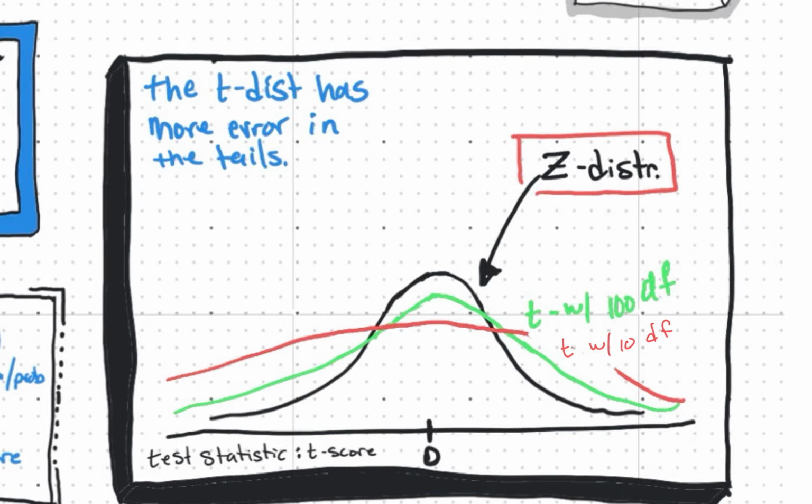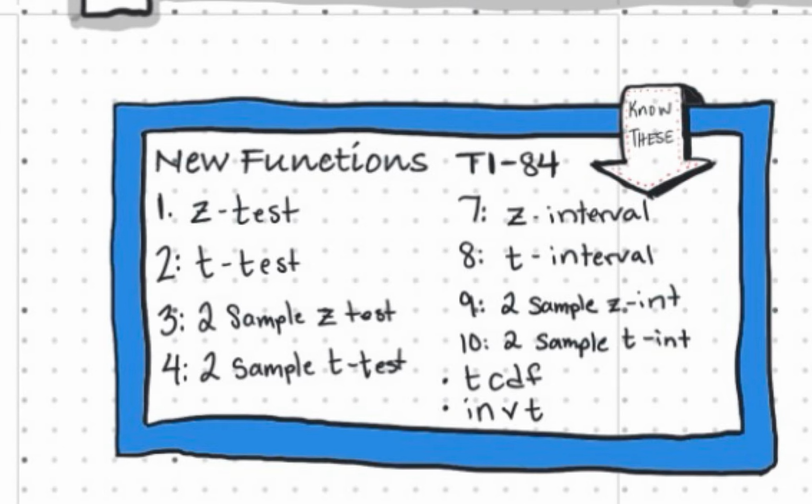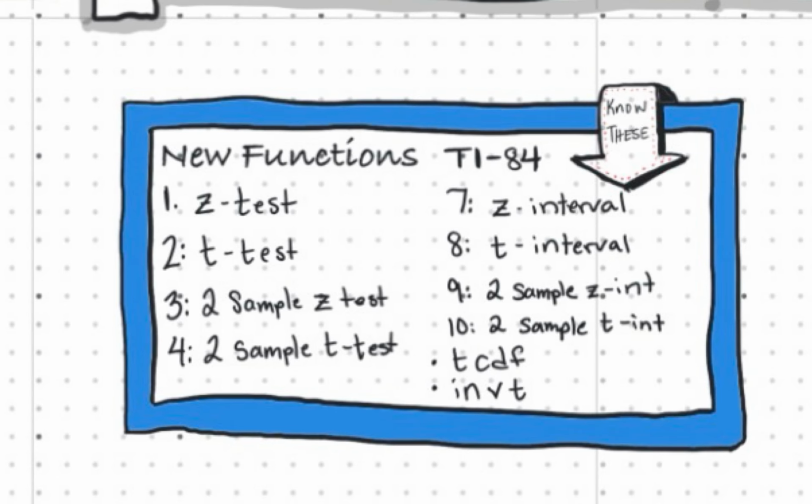Let's look at the new stuff in the calculator. Little overwhelming here. We have a lot. Now, I'm not numbering these. These are the numbers that they are in the calculator, right? 1, 2, 3, 4, 7, 8, 9, 10, and then you have TCDF and inverse T inside your distribution menu.